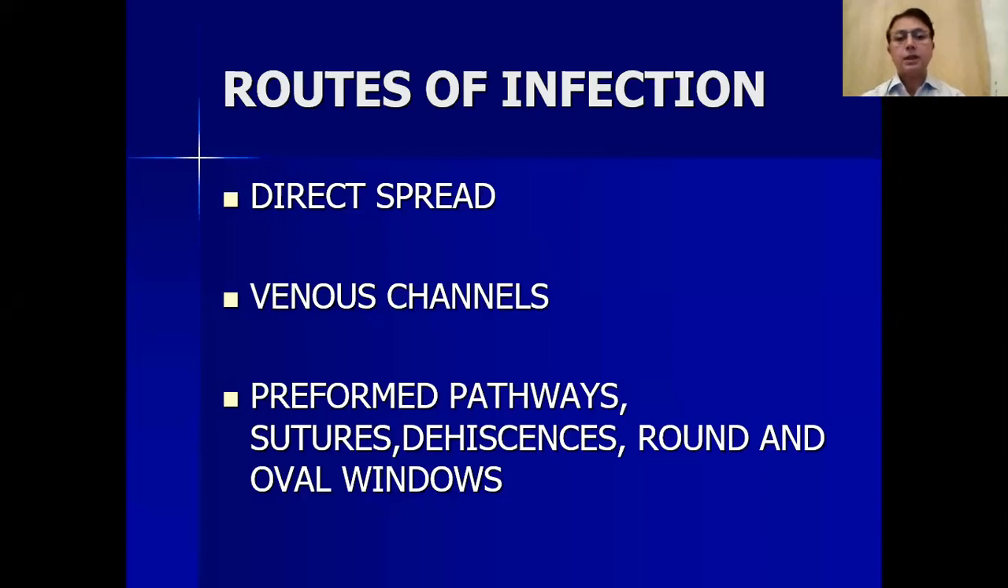Disease can spread from the middle ear to the surrounding area by direct spread or through venous channels like emissary veins, or it can go through various sutures which are not completely approximated or abutted in small children. In young children there are chances of dehiscence, absence of bone, through the round window and oval window. All these are channels for spread of infections.